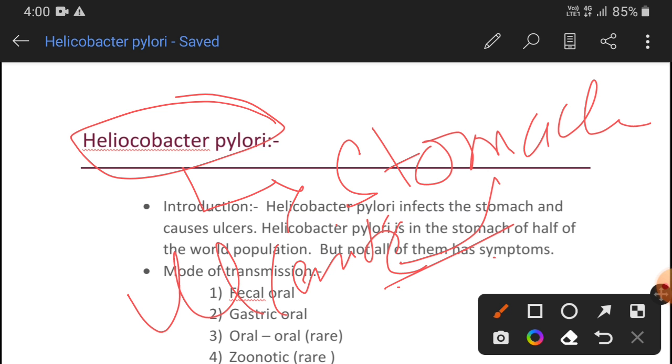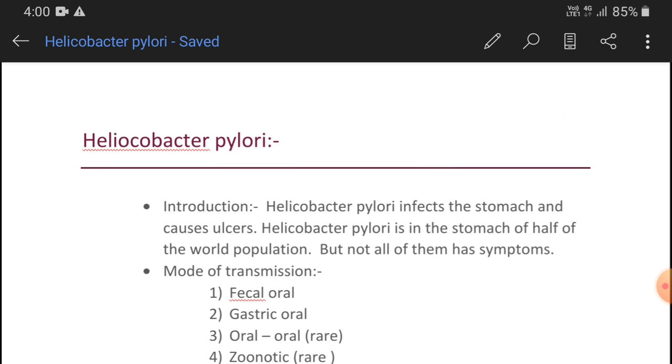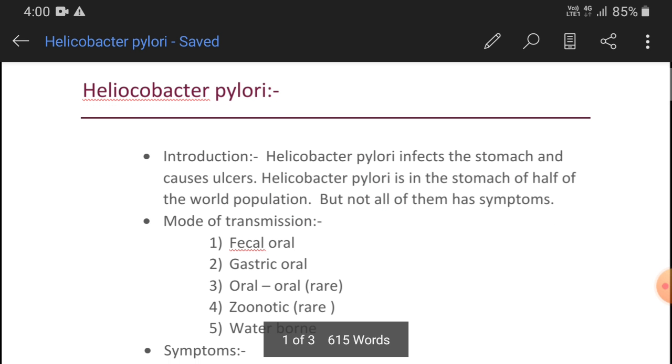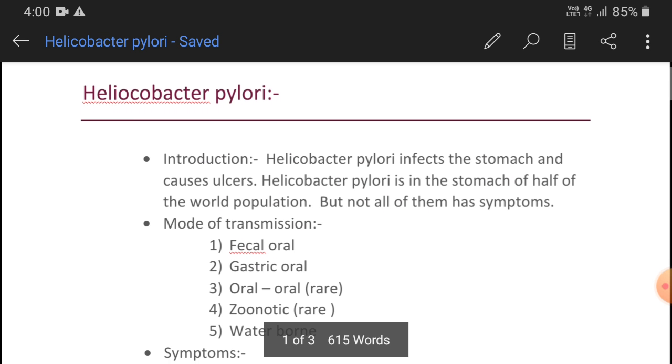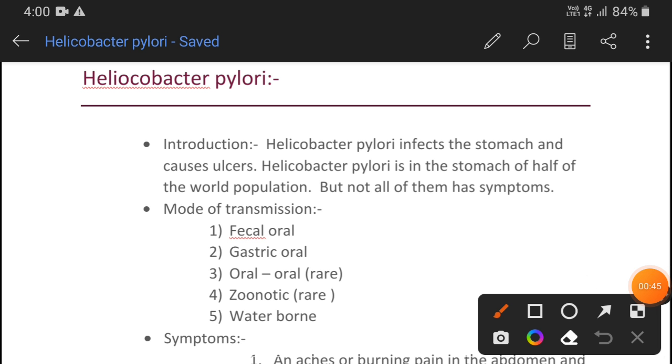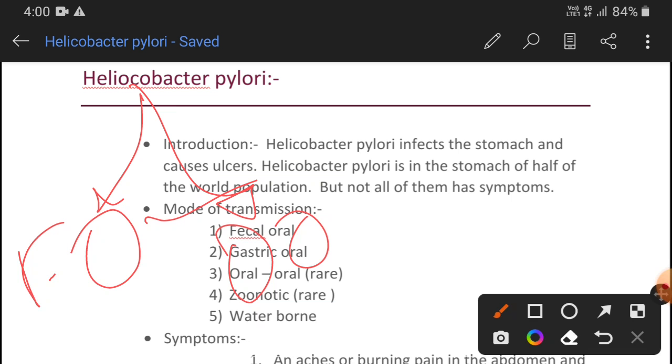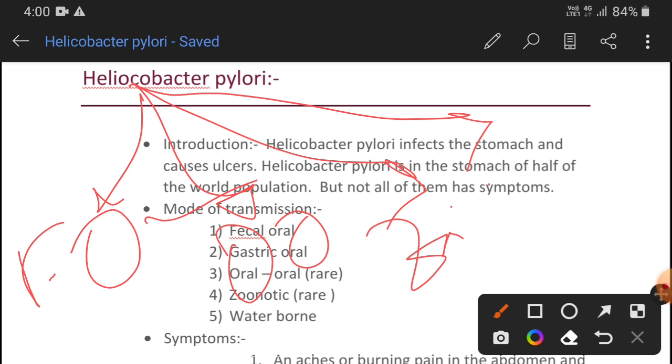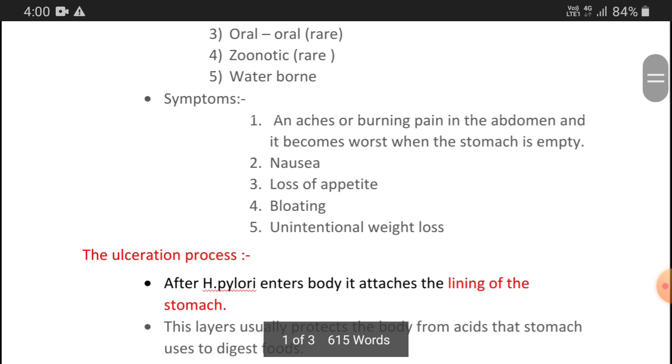Okay, so this Helicobacter pylori resides in most of the world's population. Approximately 50% of the world population contain Helicobacter pylori in their stomach, but interestingly they do not have any kind of symptoms. So the first thing that we need to discuss is the mode of transmission. The mode of transmission may be fecal-oral, oral, zoonotic, waterborne, or gastric-oral.